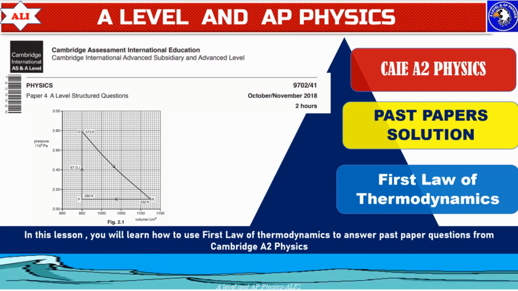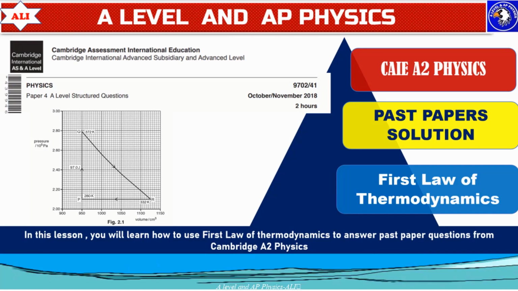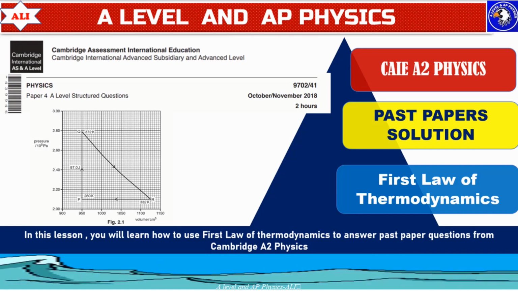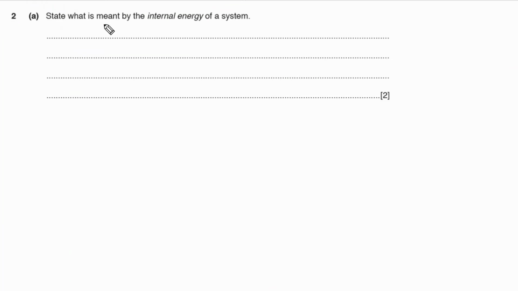In today's class, we will discuss the first law of thermodynamics, and I will explain how to use the first law of thermodynamics to answer past paper questions from Cambridge A2 Physics. Part A is simply asking us what is meant by the internal energy of a system. First of all, let me explain this in detail, and then we will write down a proper answer for this question.